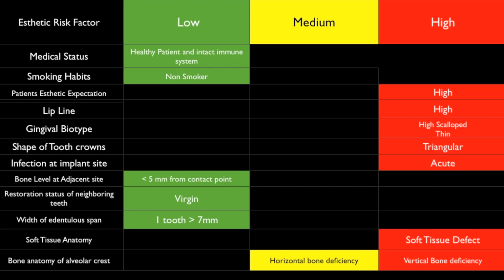The good thing of this case is that the adjacent teeth on both sides of the deformity are actually sound. She has less than 5 millimeters between the contact point of her adjacent teeth, which is good, and this will guide us to an adequate interdental papilla. The restoration of the adjacent teeth is non-existent. The teeth are virgin, which is good too. She has only one tooth of edentulous span, which is also a good asset on our side.